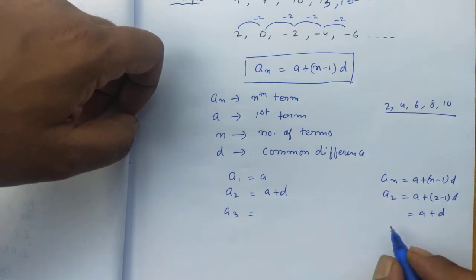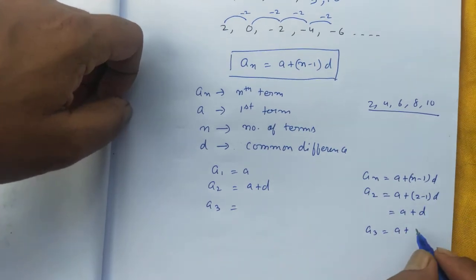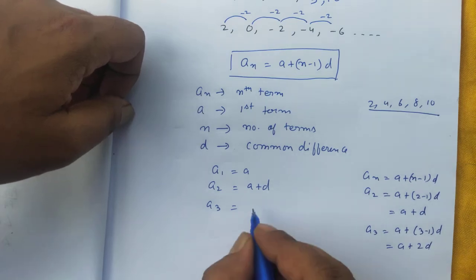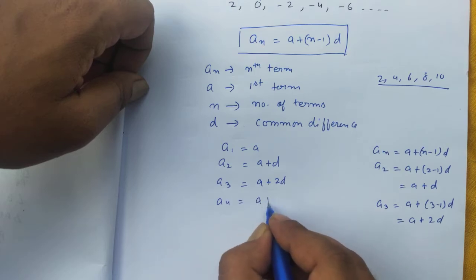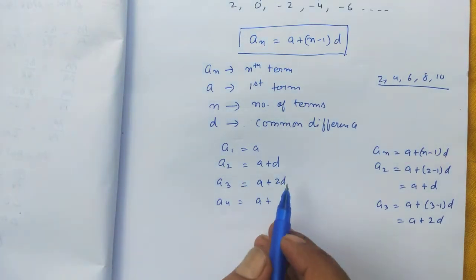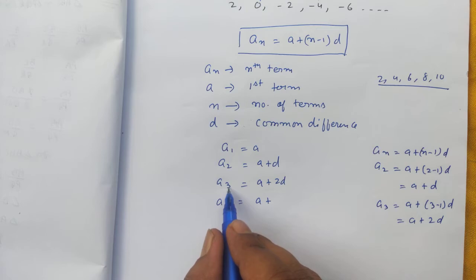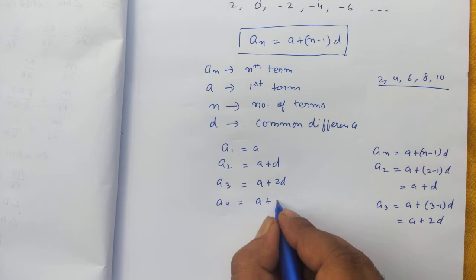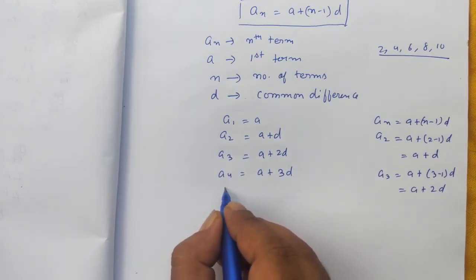When you say a3, it means a plus, in place of n I put 3, I get a plus 2d. So a4 is a plus... You have to know that the process going on here is, we always write 1 less than this number, okay? See, for 3, 1 less than 3 is 2d. When we say a4, I can write a plus 3d, 1 less than 4. Directly if you want to write.